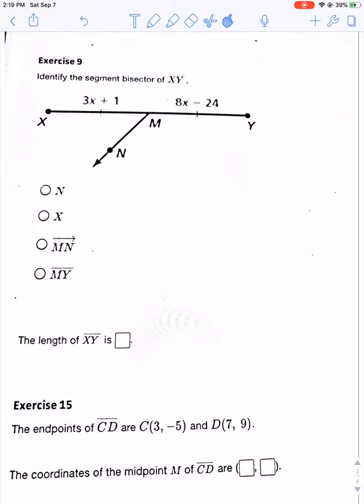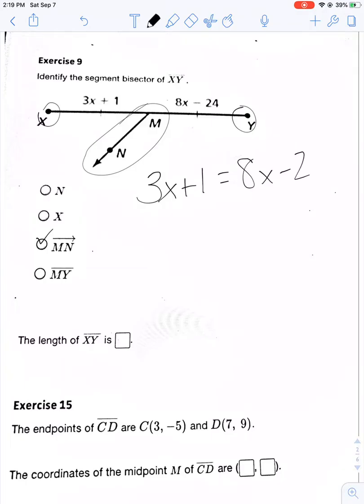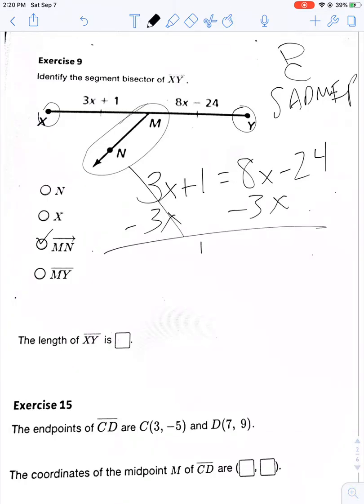Exercise 9. Identify the segment bisector of XY. Well, here's XY. So it's this thing here. That would be ray MN. And we know segment bisector means two equal parts, so I know that 3x plus 1 equals 8x minus 24. DC SADMEP this one. Here we go. Move your 3x. Cancels. 1 equals 5x minus 24.